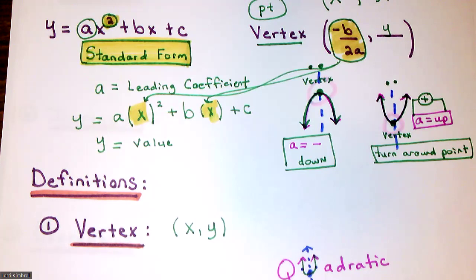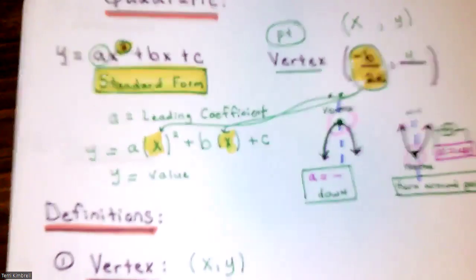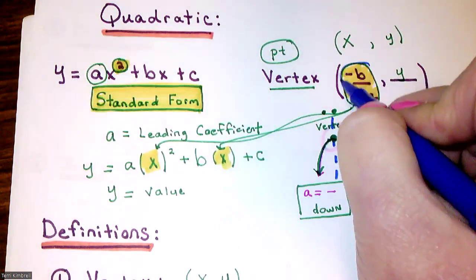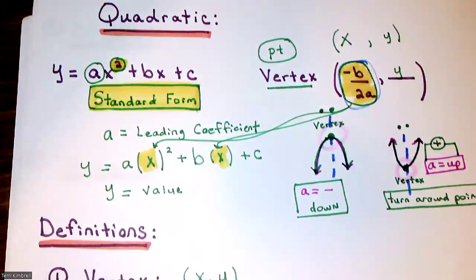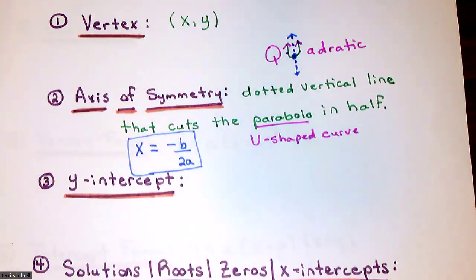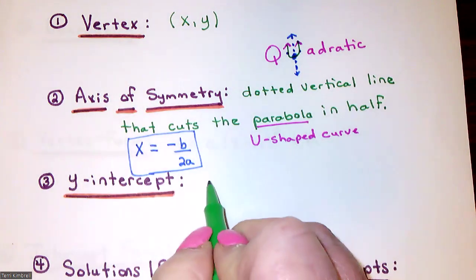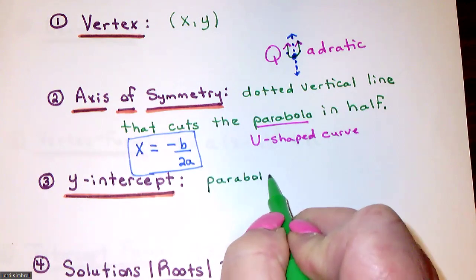And remember, a vertical line is always x equals. So when you look at this again, that's going to be a very good definition to remember, because that is going to be your axis of symmetry. The y-intercept is where the parabola touches the y-axis.